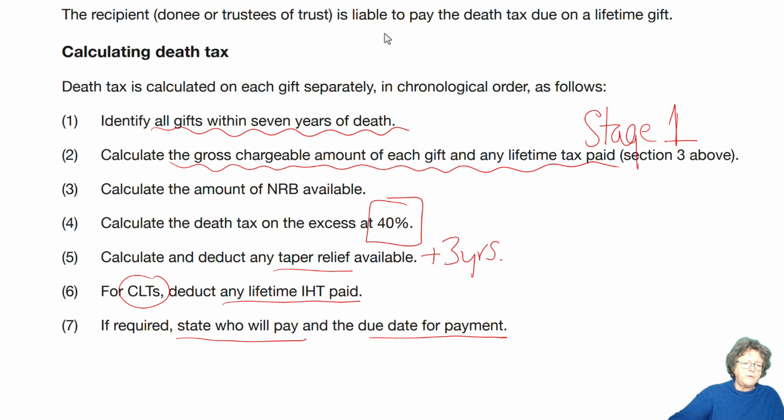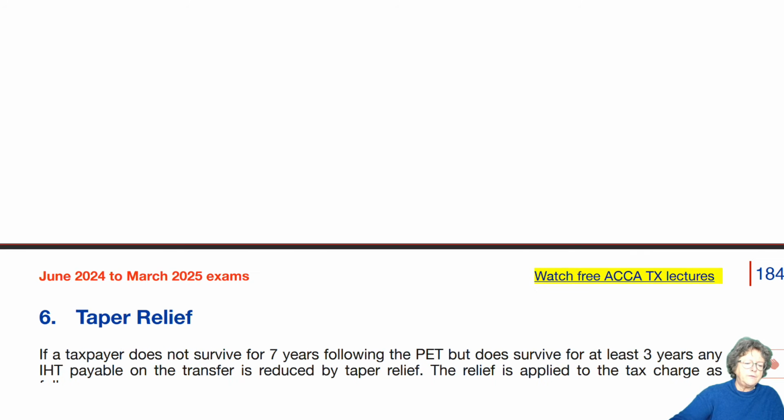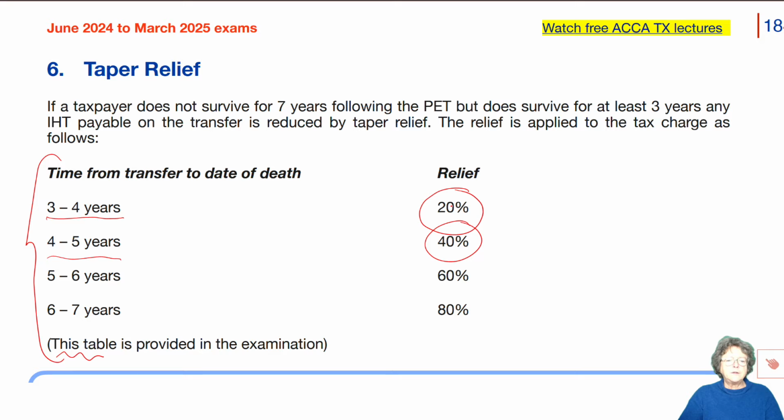Now, as I mentioned before, number 5, taper relief. Let's have a look at what that is. You will be given some of this information in your tax tables, so you don't have to remember it. If a taxpayer does not survive for 7 years following a PET, but does survive at least 3 years, IHT payable is reduced by taper relief. So if it's between 3 and 4 years, then you get 20% relief. If it's between 4 and 5 years, you get 40%, and so on and so forth.